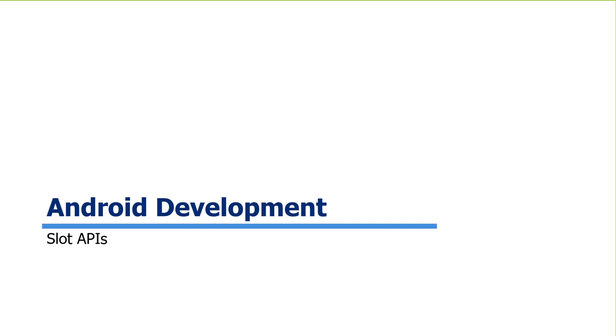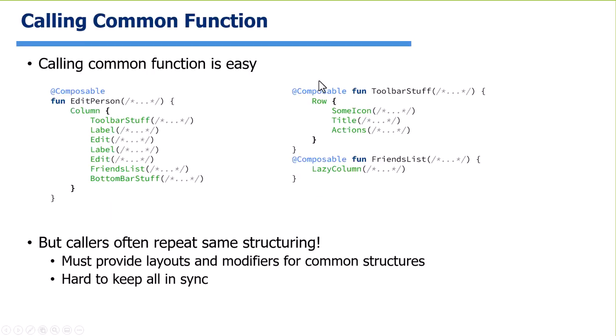Okay, so let's take a look at how the slot APIs work that we talked about before. Now, a lot of common function stuff has been super, super easy to call here. You know, if we want to have a screen that's for editing a person, if we want to have some way of just grouping together what we're going to put on a toolbar, if we want to create a list of friends, all we got to do is create a brand new function. And the new function calls other functions under the covers, passing whatever parameters we need to configure them. And that can make our life a lot easier.